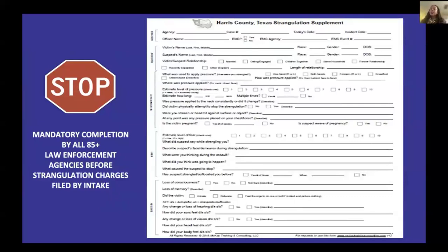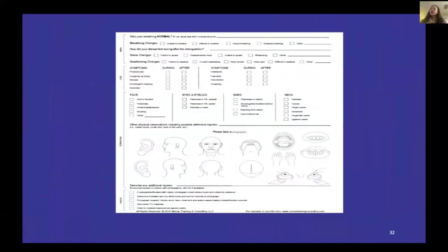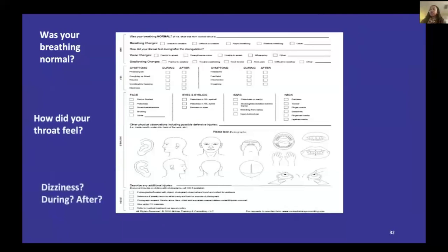Let's go to the next slide so we can see the things it asks, and you can just press each button each time, and it can show the different things. It asks, was your breathing normal? It asks, how did your throat feel? Did you experience any dizziness during or after the strangulation? Swallowing changes during or after? Did you feel any physical pain?